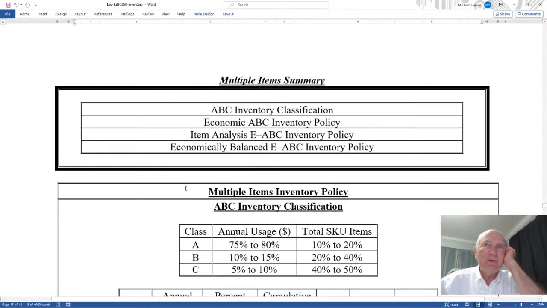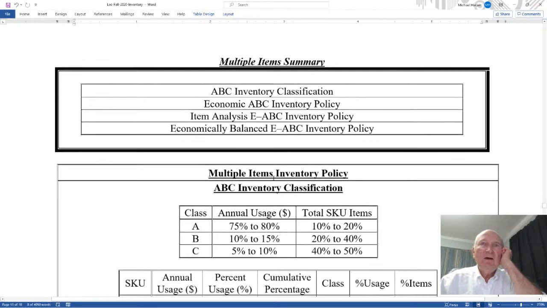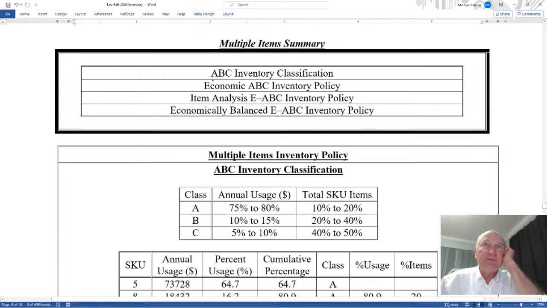Okay, the last thing I'm going to be covering is called ABC inventory classification. Because it's very popular, a lot of people are using it.